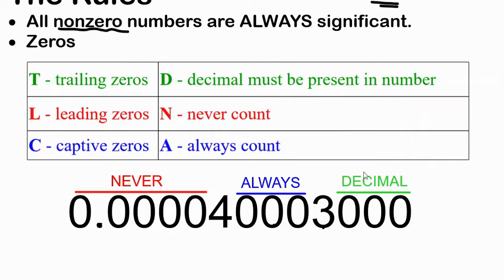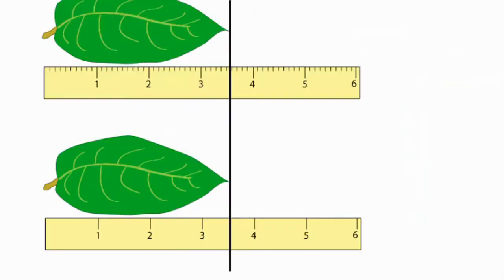So in general, if a zero is captive, in between two non-zeros, it does count. If it's at the end, it counts only if there's a decimal, and if they're in the front, they never count. Okay, so in class, we're always going to do things to 3 sig figs. It's just going to make our lives easier. And I get ahead of myself. Let's practice this one more time.